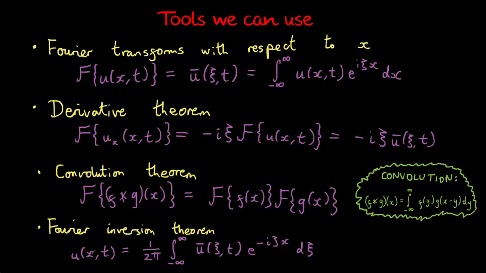And then finally in our toolbox we've got the Fourier inversion theorem, which tells us how to get the function u of x and t back if we've got the Fourier transform u bar of xi and t. The Fourier inversion theorem says that we take u bar of xi and t, multiply by e to the minus I xi x, integrate with respect to xi between minus infinity and infinity, and then multiply by 1 over 2 pi. Okay, so those are the tools that we're going to use.